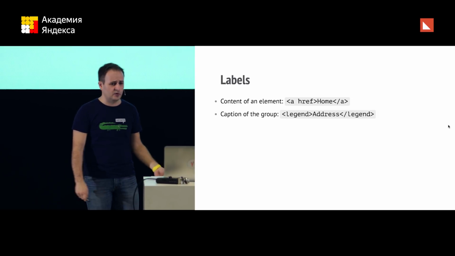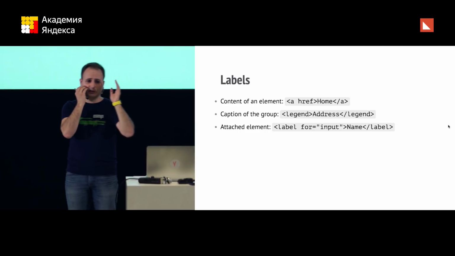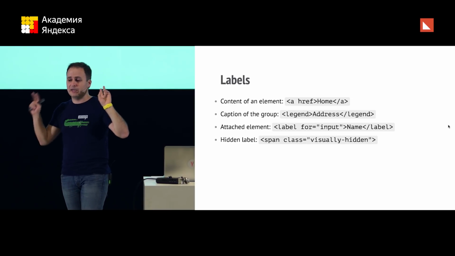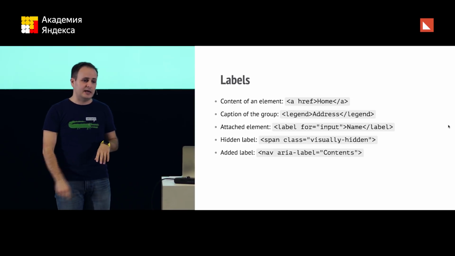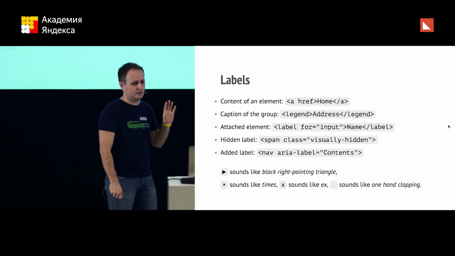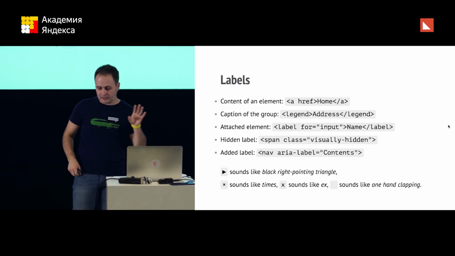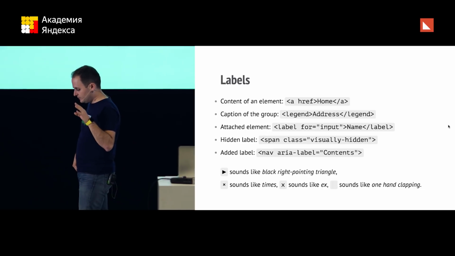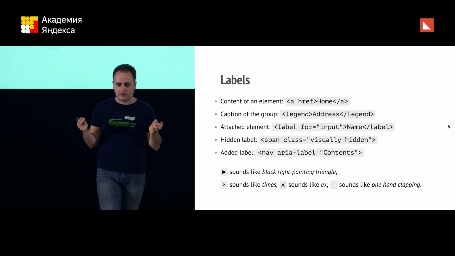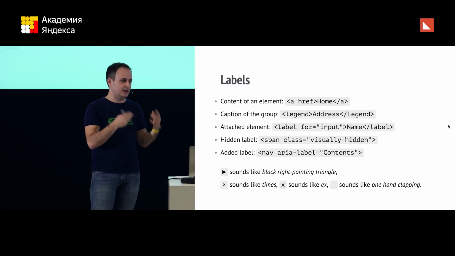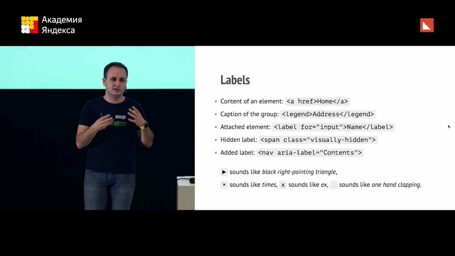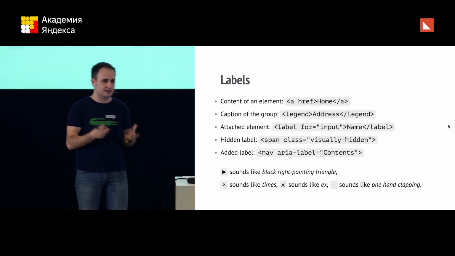A caption of the group, you can attach it to the input, of course, but you can also make some hidden labels if you need to. You can add it via aria attributes and stuff like this. So labels are the way to explain an element. If there's no label, it means for screen readers that the element is useless. There's no way to understand what to do with this element.